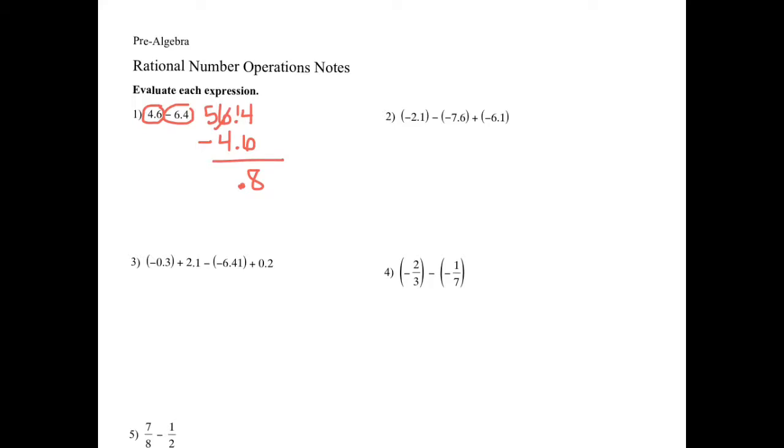Notice I line up the decimals when I add or subtract decimals. I line them straight up. 5 minus 4 is 1. And then I need to look back at my problem. Same signs add and keep. Different signs subtract. Keep the sign of the bigger number. That is negative.